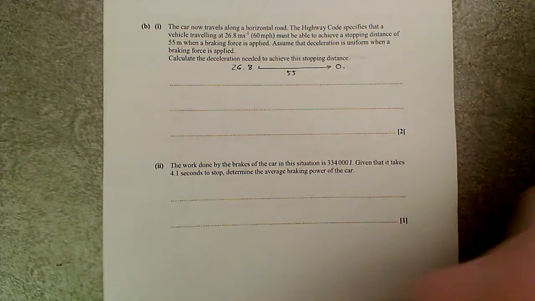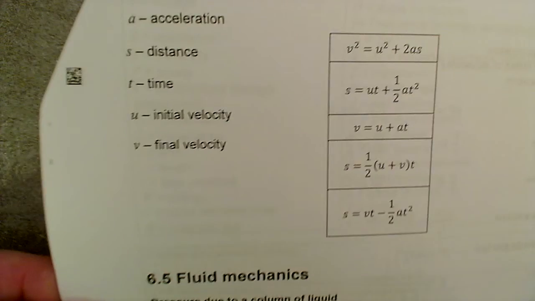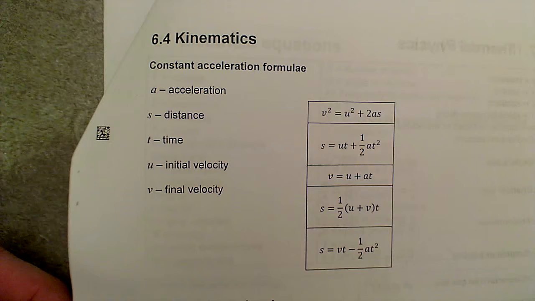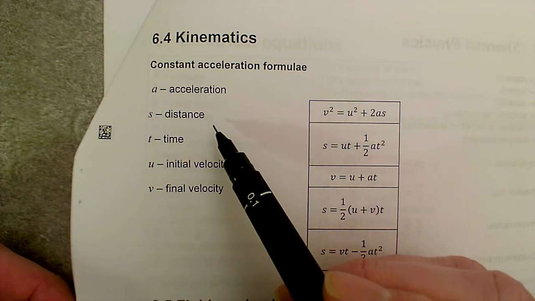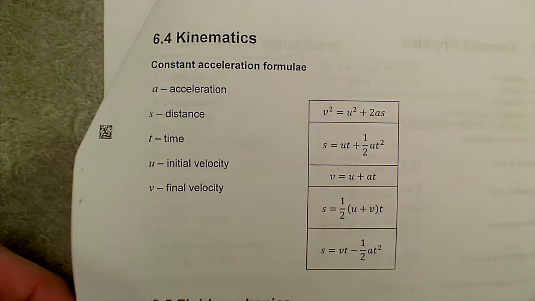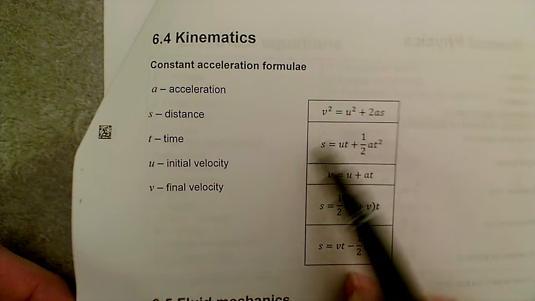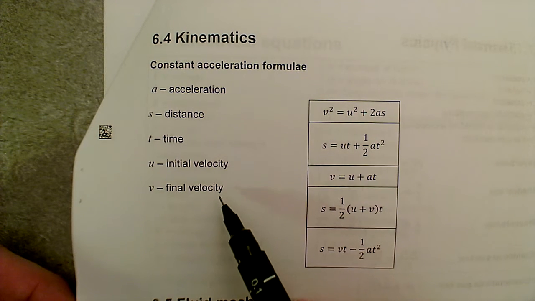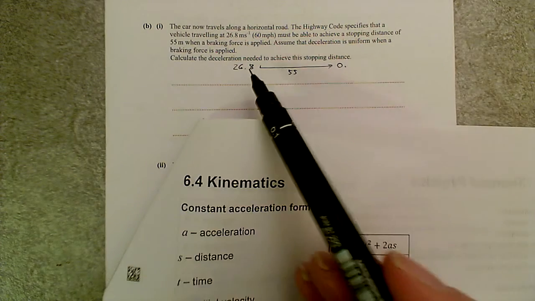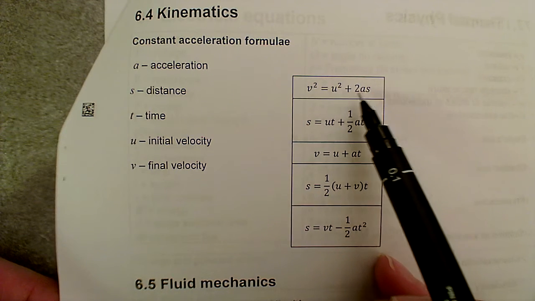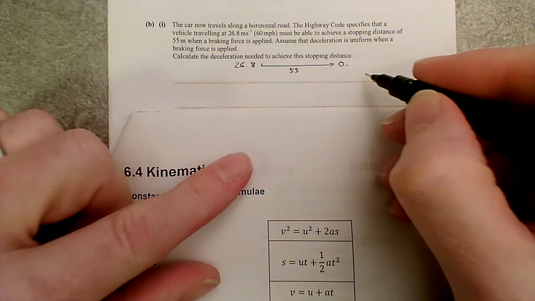Okay. Going to your formula book. 6.4 is kinematics, it's looking at acceleration, distance and time, and velocities. So we've got an initial velocity and a final velocity, and that definitely looks like what we've got here, an initial velocity and a final velocity. So we've got v squared equals u squared plus 2as. So let me write that down. I think that's what I'm going to use.